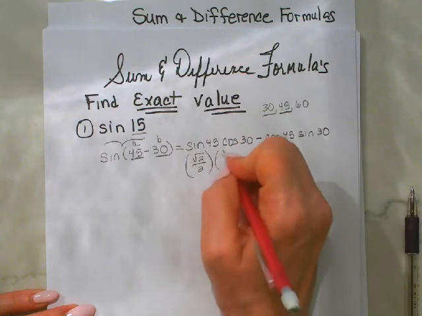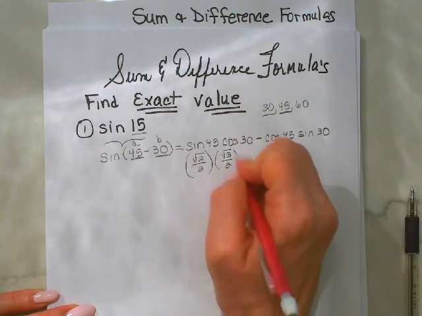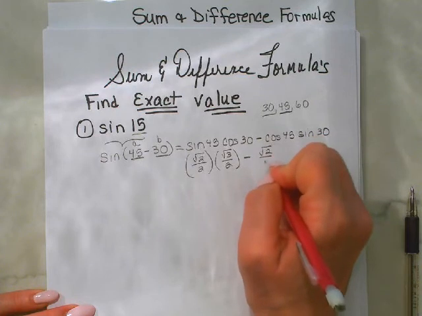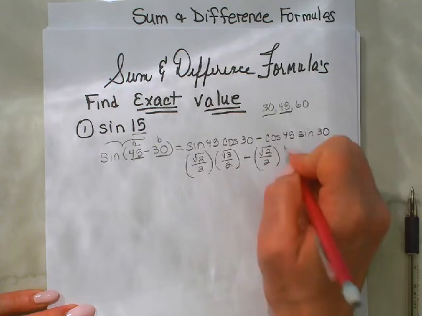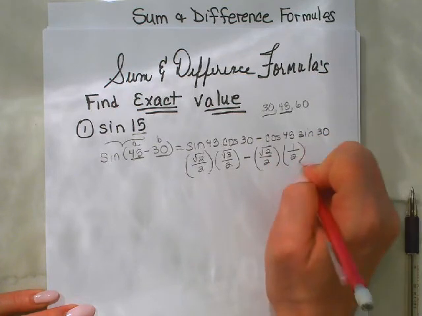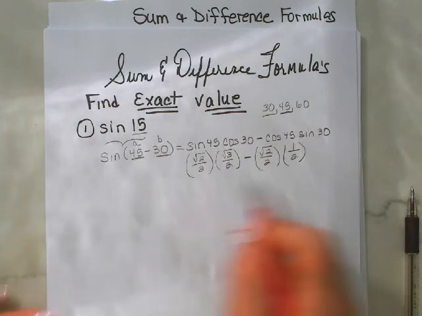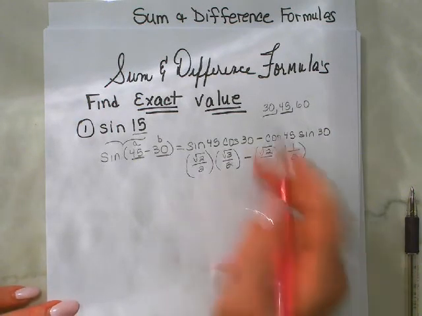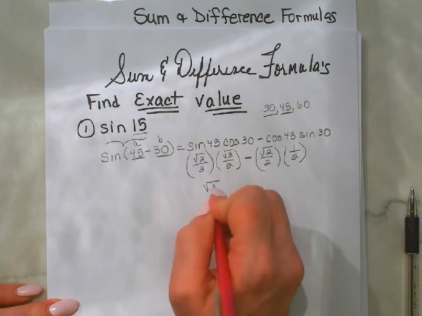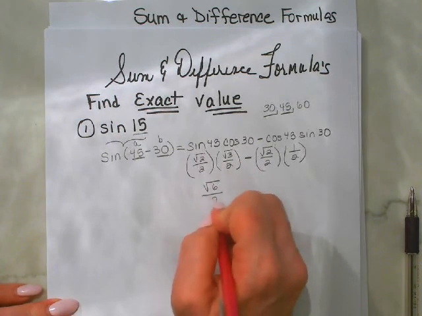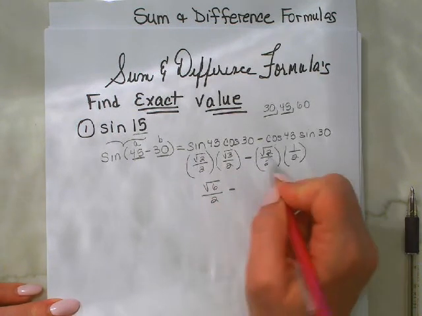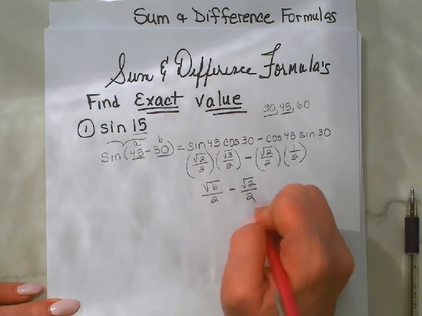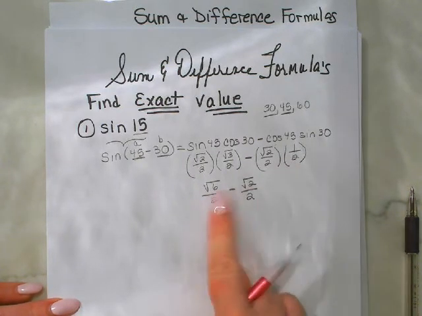I know the cosine of 30 is radical 3 over 2, minus cosine of 45, radical 2 over 2, sine of 30 is 1/2. Notice how everybody has the same denominator. So I have radical 2 times radical 3. This is radical 6 over 2 minus radical 2 times 1 is radical 2 over 2.